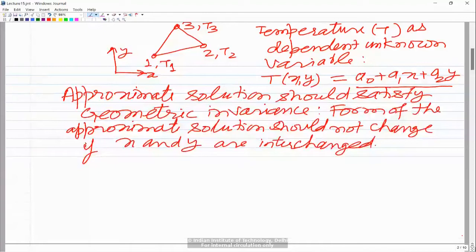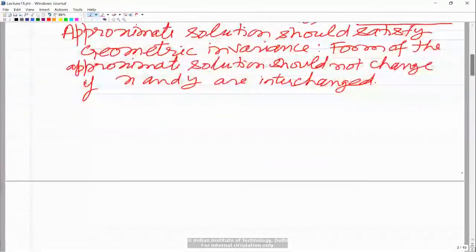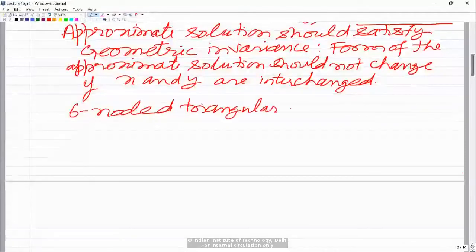Now we want to improve the convergence rate of the element. Convergence rate means when we increase the number of elements, ultimately the result should converge. That means two consecutive fine meshes should give you the same result. So if we want to get an accurate result with a lesser number of elements, then we'll have to go for a higher degree polynomial, and for that we have to increase the number of degrees of freedom per element. So the next possibility is that we use a six-noded triangular element.